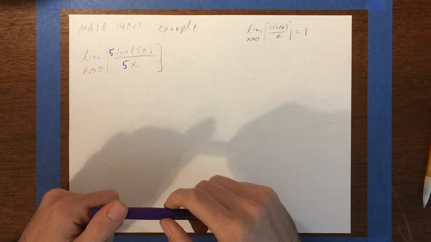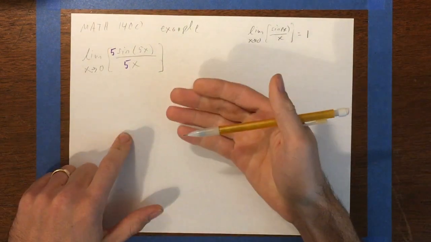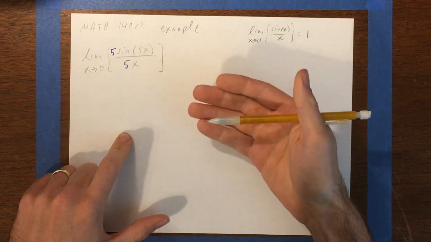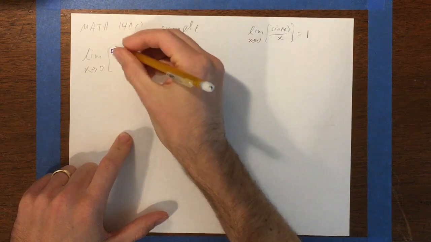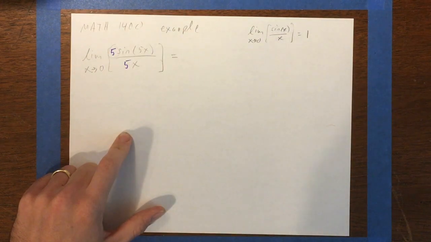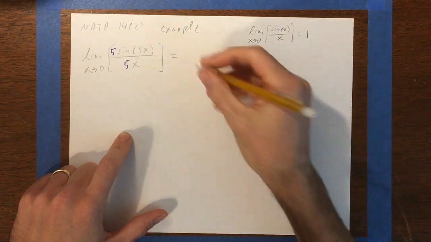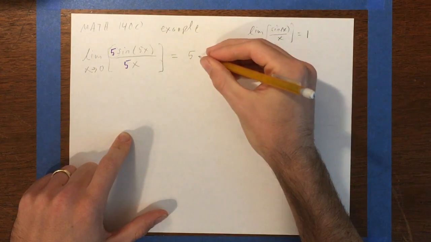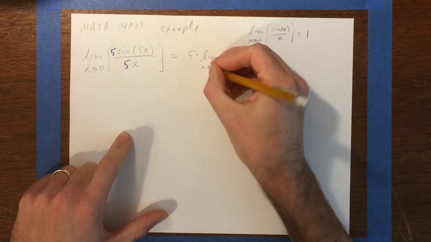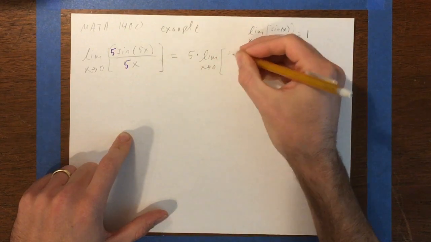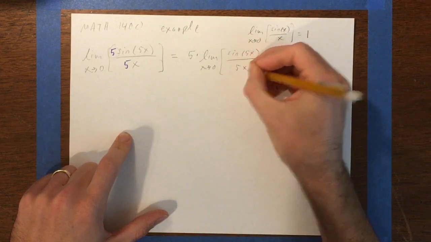Now we're going to apply one of the properties of limits, which is that if you have a constant multiple of a function, the limit of that is the constant multiple of the limit of the original function. So in this case, let's consider that 5 in the numerator as our constant multiple. We can use that property to pull that multiple out. So this is going to be 5 times the limit as x approaches 0 of sine of 5x over 5x.